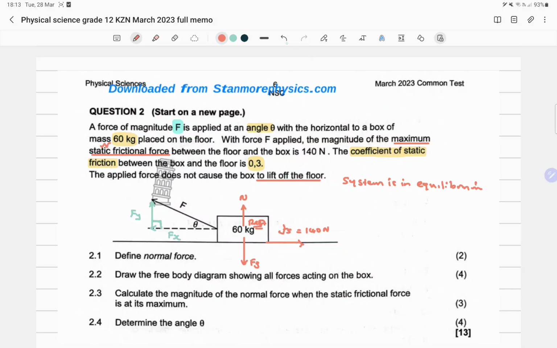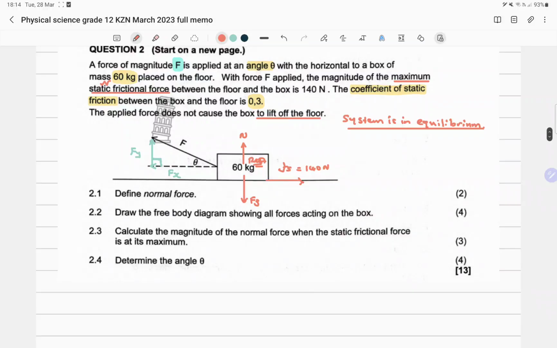Okay, I don't know what that was at the end right there. So the system is in equilibrium. Great, so that's what we can get from this. Okay, now let's start attacking the questions.